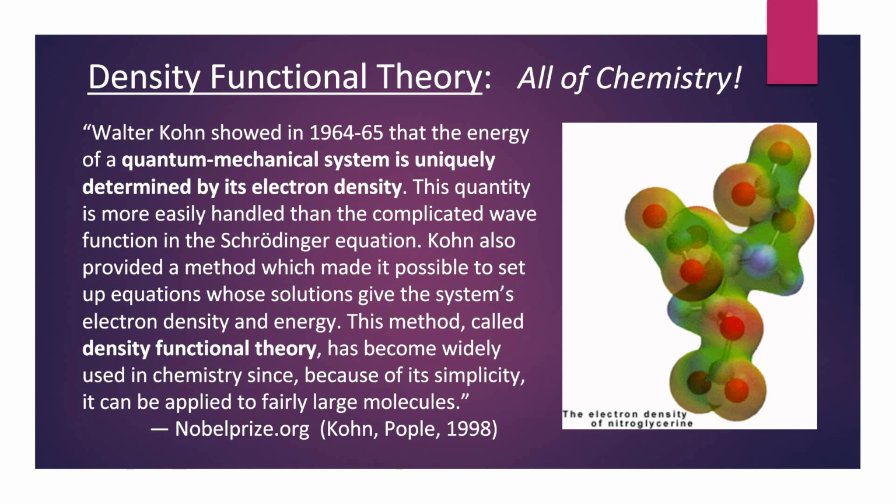Kohn also provided a method which made it possible to set up equations whose solutions give the system's electron density and energy. And this method, called density functional theory, has become widely used in chemistry since, because of its simplicity, it can be applied to fairly large molecules. And we see a nitroglycerin molecule to the right here. This quote and the image are taken from the Nobel Prize website, and Kohn and Pople won the Nobel Prize for their work on computational chemistry in 1998.